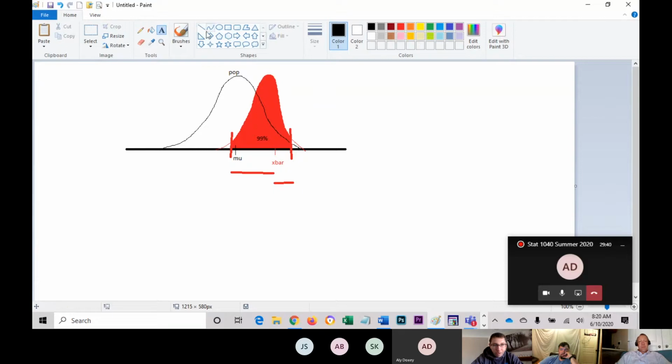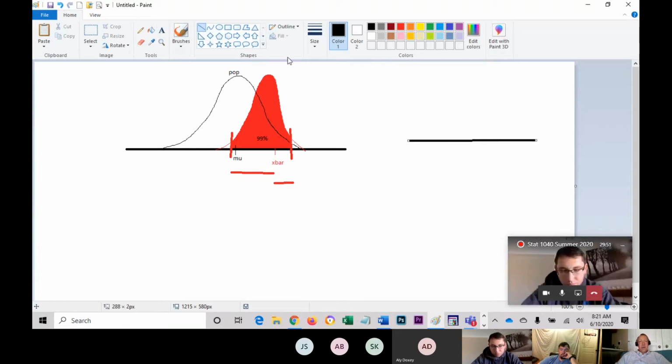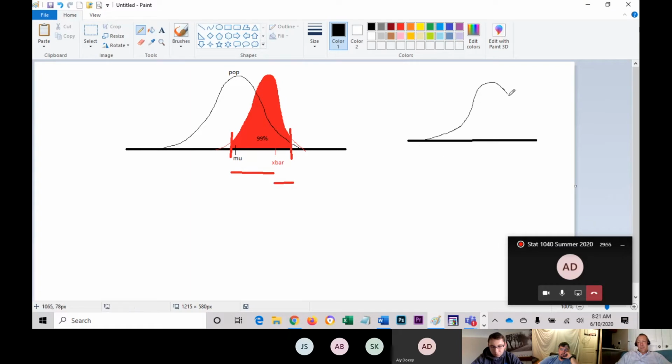You guys are probably all hopefully familiar with this, because we did this on the last test. If I draw another bell curve here, that was a terrible looking bell curve, but it'll do for what I'm trying to do. You guys remember the 68, 95, 99 rule, right?